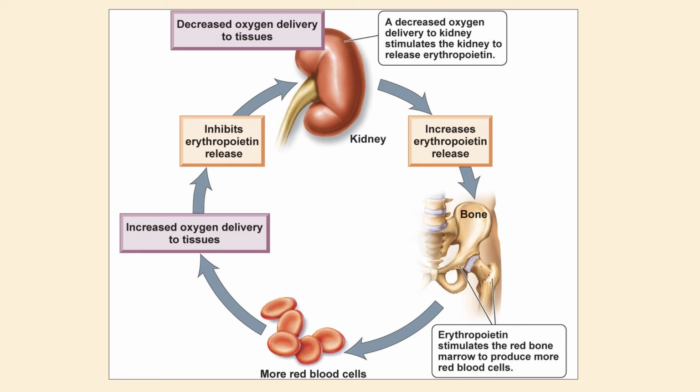And so erythropoietin has the effect of increasing the percentage of red blood cells in your blood. It increases your hematocrit. And with an increasing hematocrit, we increase the capacity of your blood to deliver oxygen to your tissues. So we decrease the hypoxia. And so this negative feedback system will be shut off.